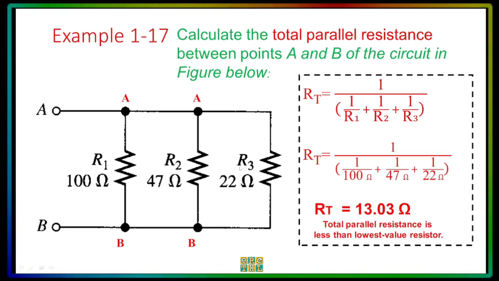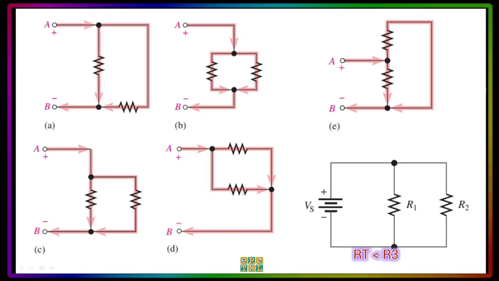So it means if we have a parallel circuit, whatever is the smallest resistance, when you calculate for the R total, it will be expected that it will be smaller than the smallest resistance. That's why here, if you compare, 13.03 is actually smaller than 22 ohms.